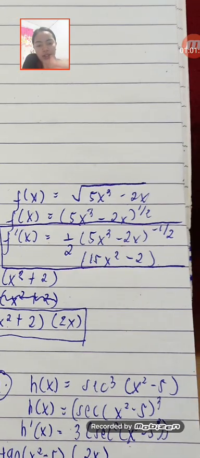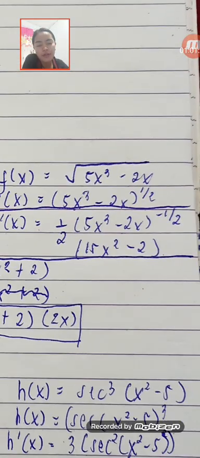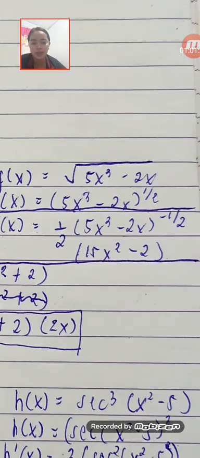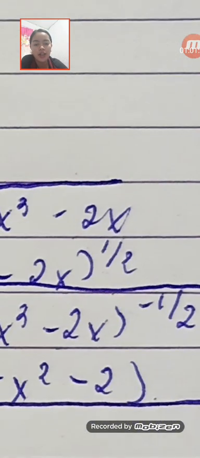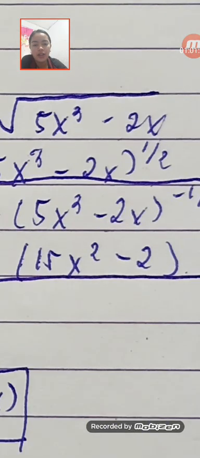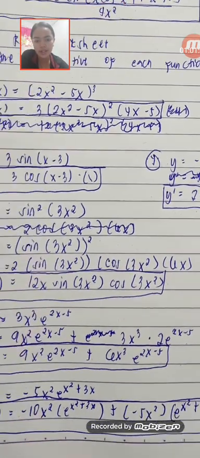For number 2, we just need to rewrite this radical form into a power of 1/2. And for that, it is easy for us to differentiate this part. So bring down the 1/2, copy the inside function, and deduct 1 from the exponent. And the derivative of the inside function is 15x squared minus 2. So that is our final answer.